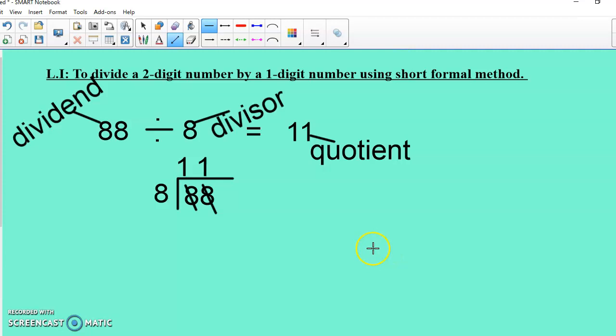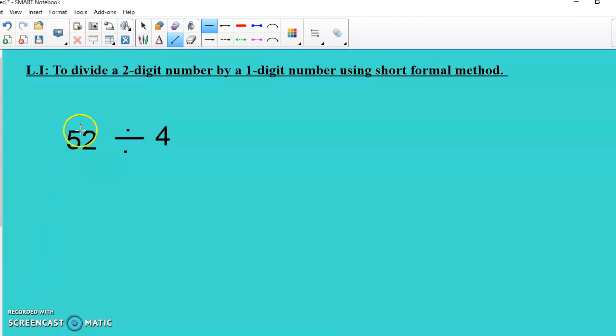I'm going to do another calculation with a remainder and I'll explain to you how to work that out. So this is your dividend, and this is your divisor. We're trying to find the quotient.